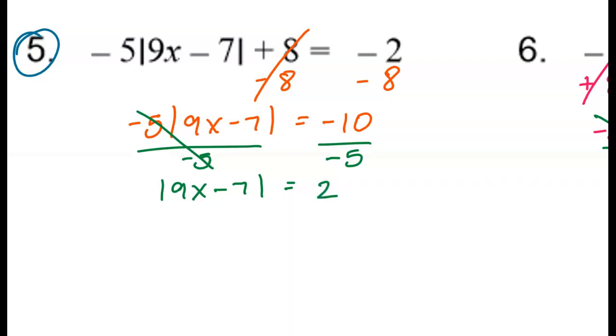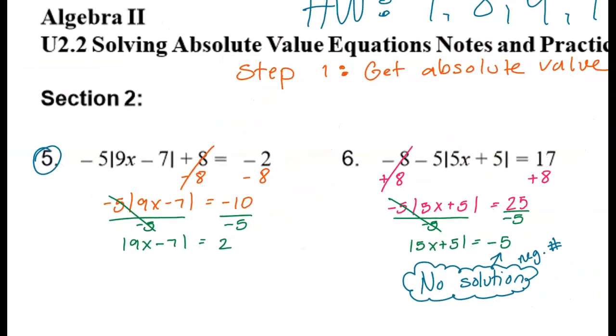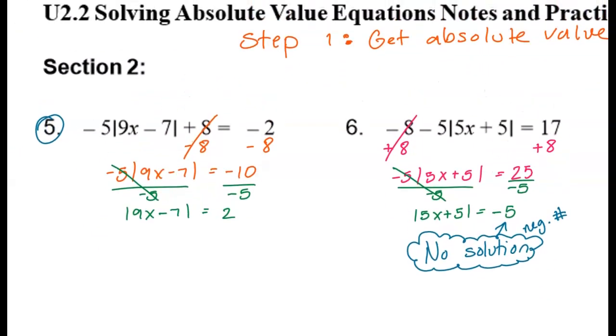So now, you may have been originally attempted to say, oh yeah, this one's going to be no solution. But once you've got the absolute value all by itself, it's not equal to a negative. It's equal to a positive 2. So how many solutions should you end up with? 2. Because it's a positive number it's equal to. So once we have the absolute value all by itself, what is our next step? What do we now do?